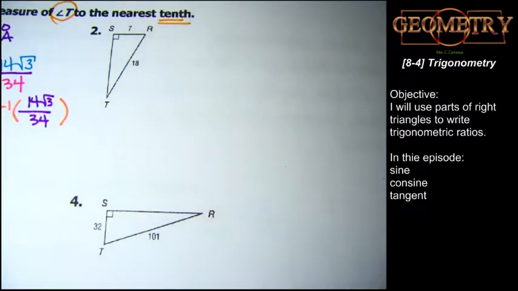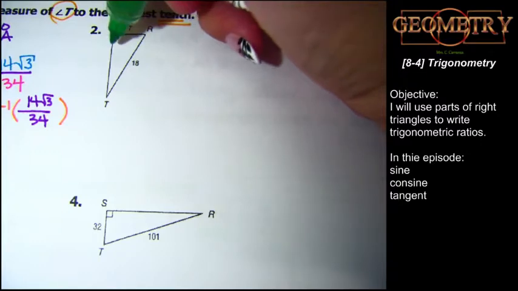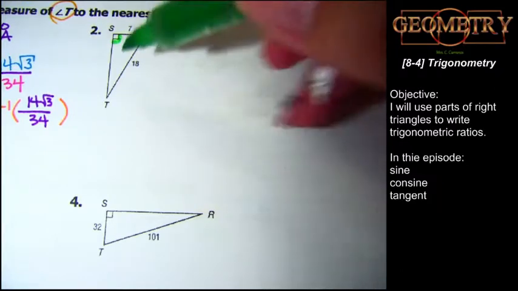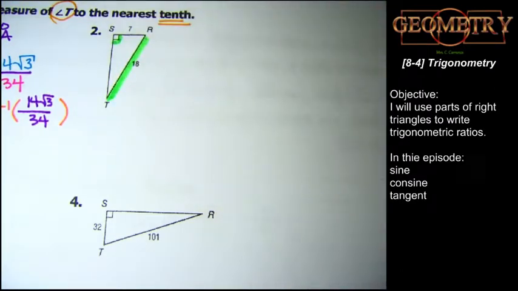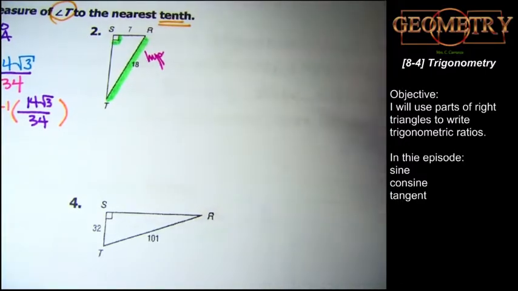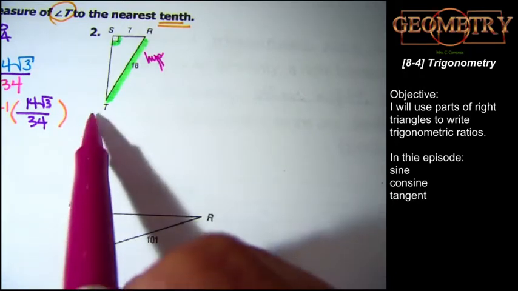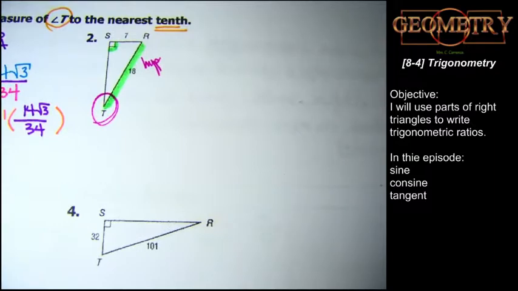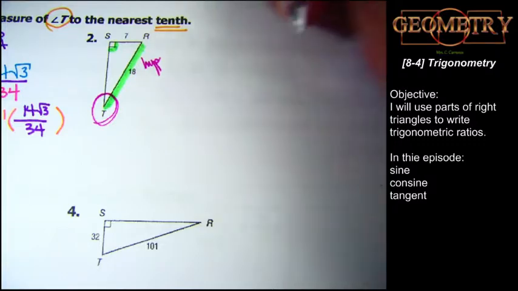All right. Looking at number 2. I'm going to identify my right angle. And from there I can identify my hypotenuse. Which one's my hypotenuse? The 18. The 18 is my hypotenuse. Okay. Hypotenuse. All right. I'm looking for angle T. So here's angle T. The other side I have information for, is it opposite angle T or is it adjacent to angle T? It's opposite.